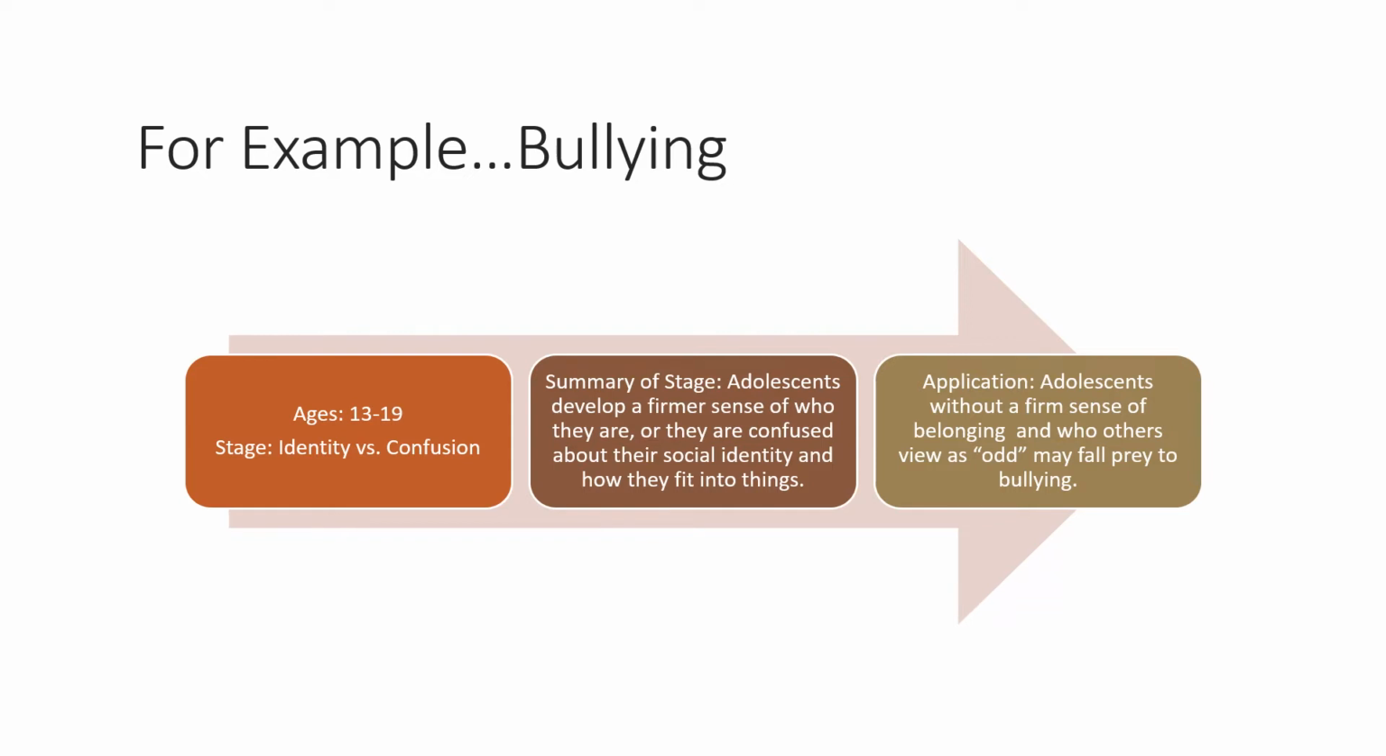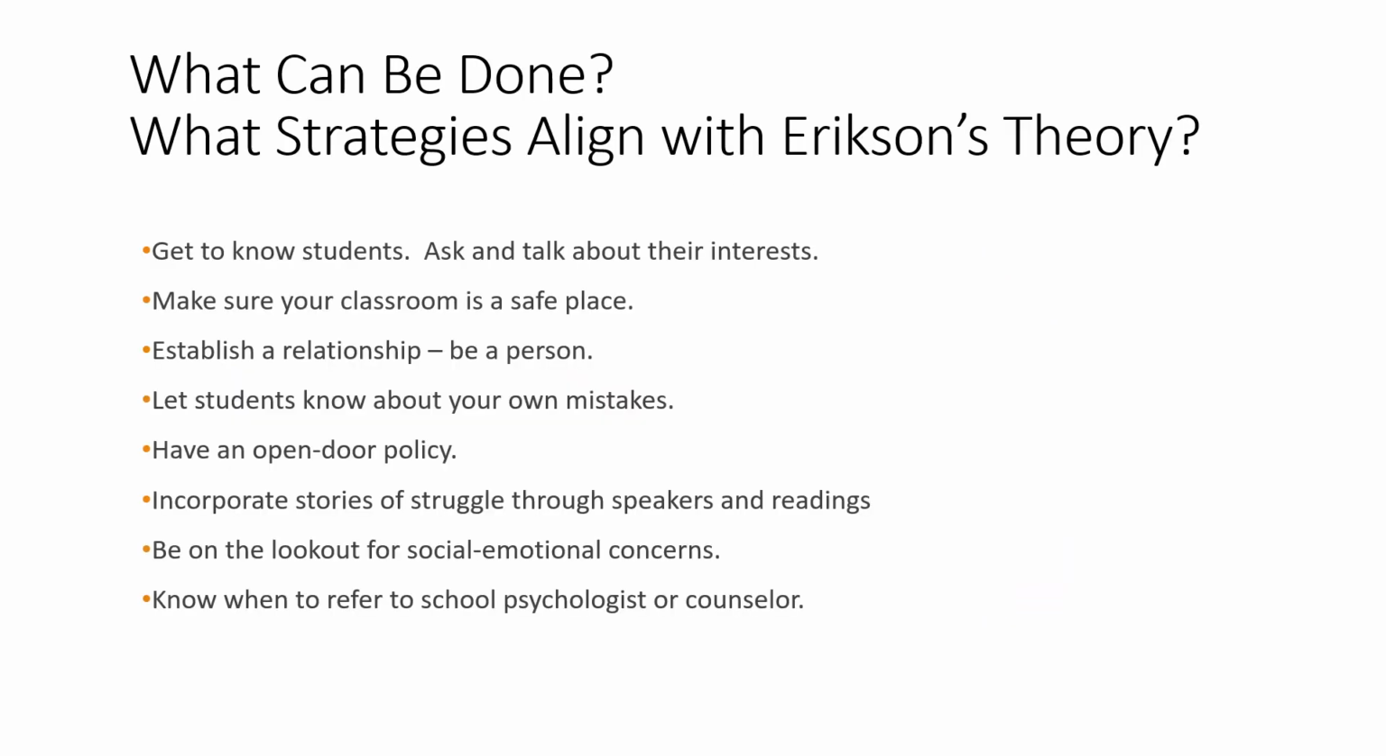What can be done? What strategies align with Erikson's theory? What can you as a classroom teacher do? First of all, you need to make sure that you get to know your students. Ask and talk about their interests. One way you can do this is by giving out interest surveys at the start of class, at the start of a semester.